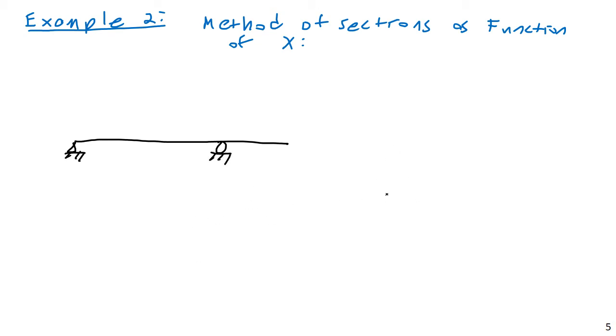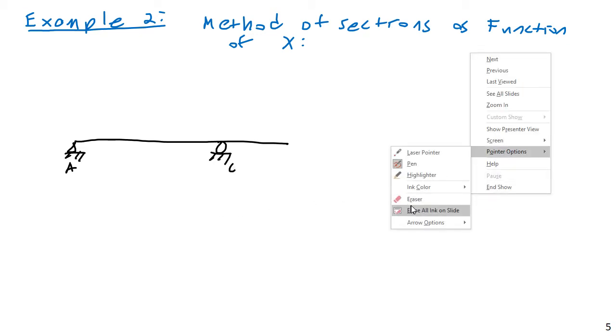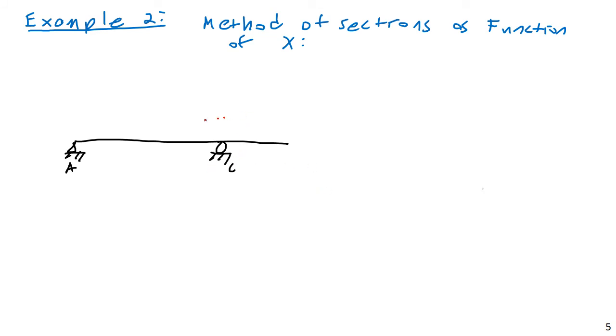All right, so let's say this is going to be point A, pin support at A, and a roller support at C. And this thing's going to have a nice continuous loading across, at least nice until I get my hands on it. Nice continuous, constant loading.